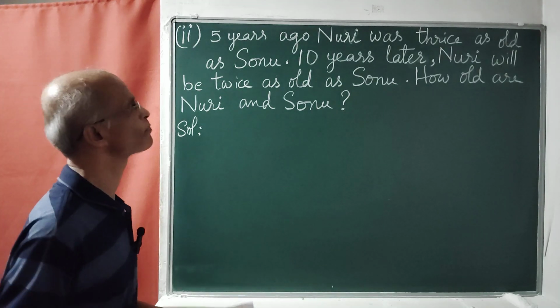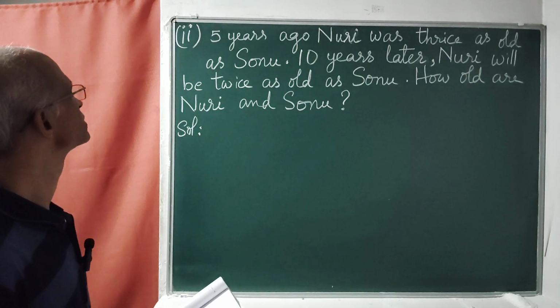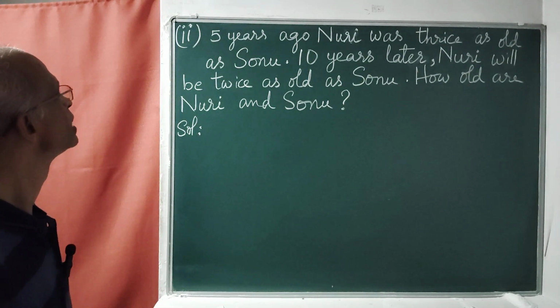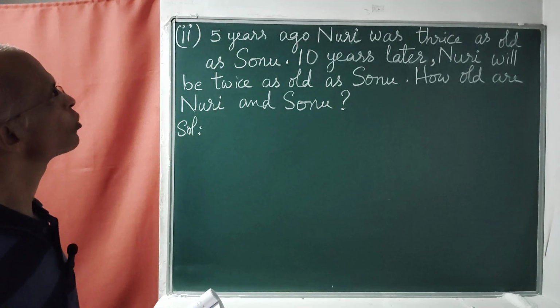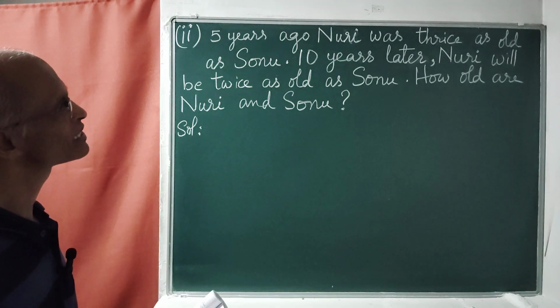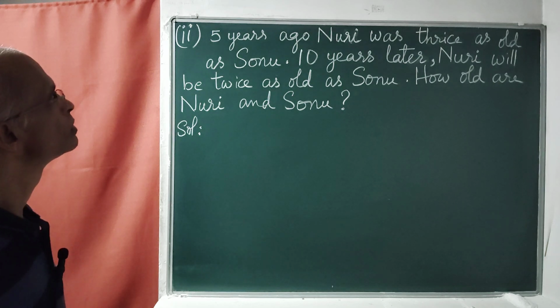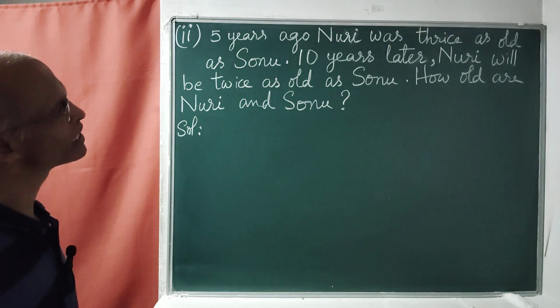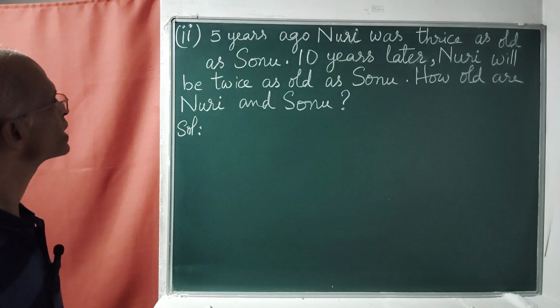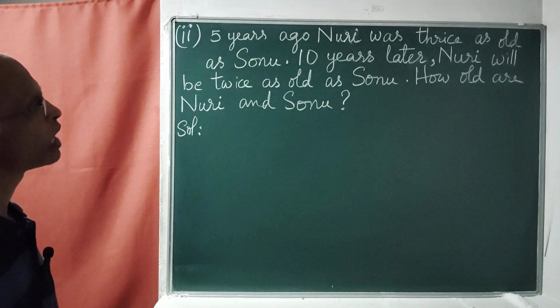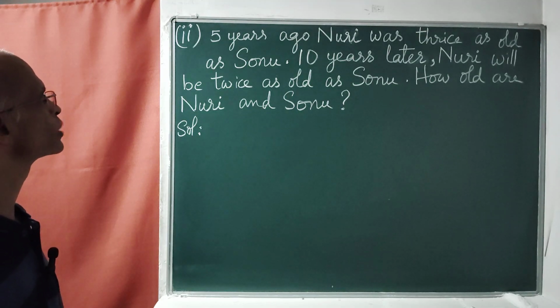Now coming to the second part of the question. 5 years ago, Noori was thrice as old as Sonu. 10 years later, Noori will be twice as old as Sonu. How old are Noori and Sonu?